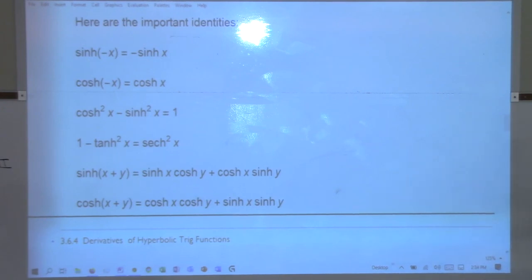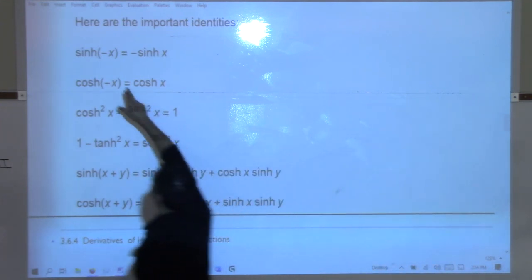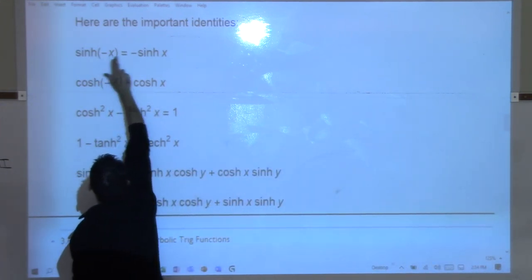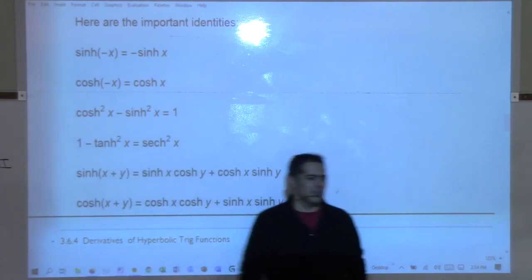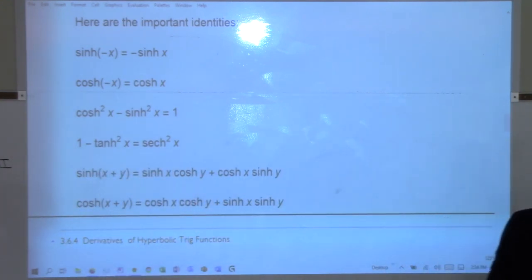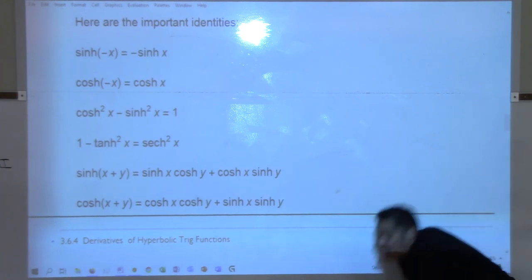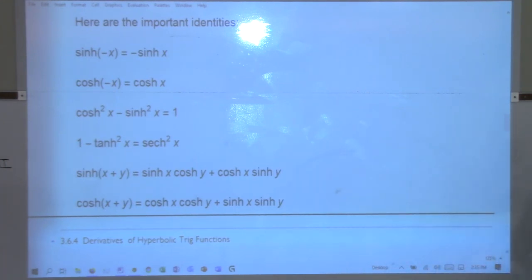What is that property called when plugging a negative into the function is the same as plugging in the positive but then changing that answer to negative? We call that function a certain type of function. Odd function. That's an odd function. And then what's that second one? Cosine hyperbolic negative x equals cosine hyperbolic x. We call that an even function. So hyperbolic sine is odd, and hyperbolic cosine is even.